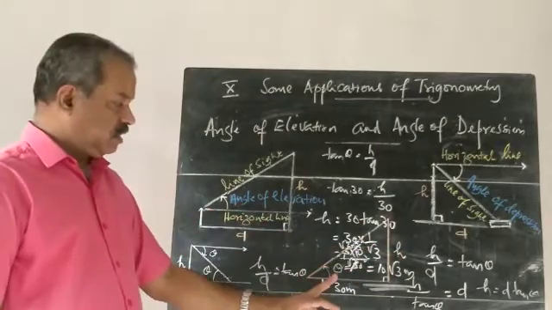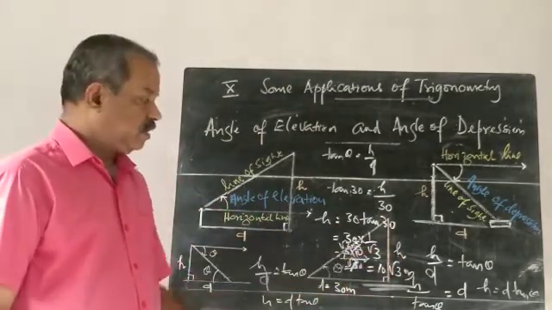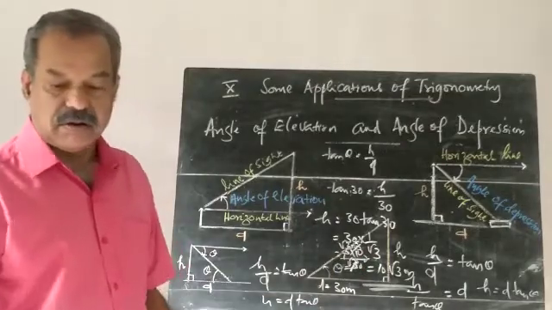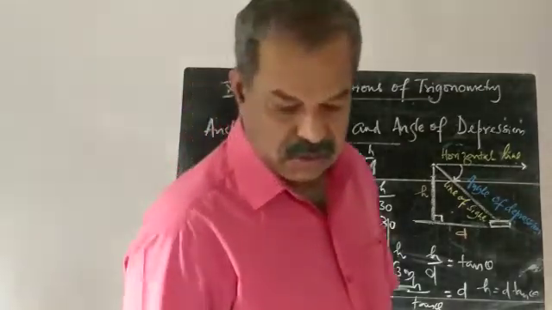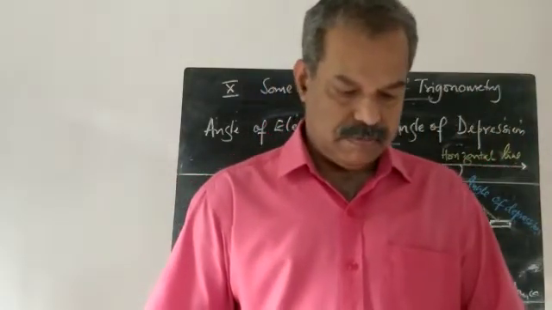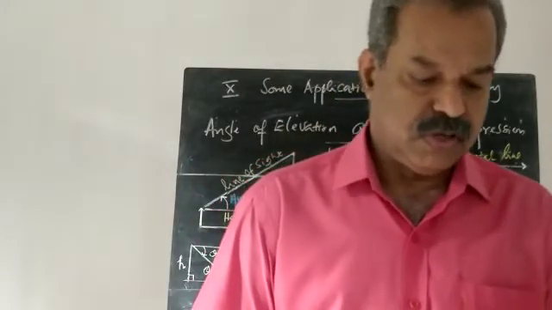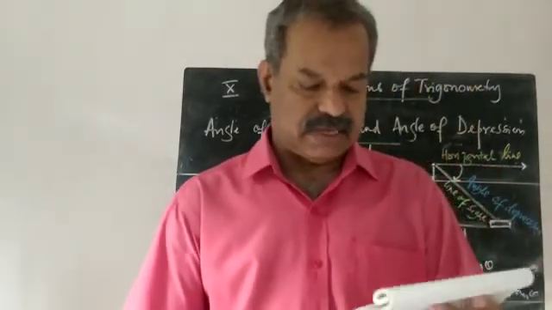Or if we want the distance, the height is to be known, and the angle of elevation or angle of depression is also known. To learn more about this, read the textbook pages 195 to 203 and do examples 1 to 6.